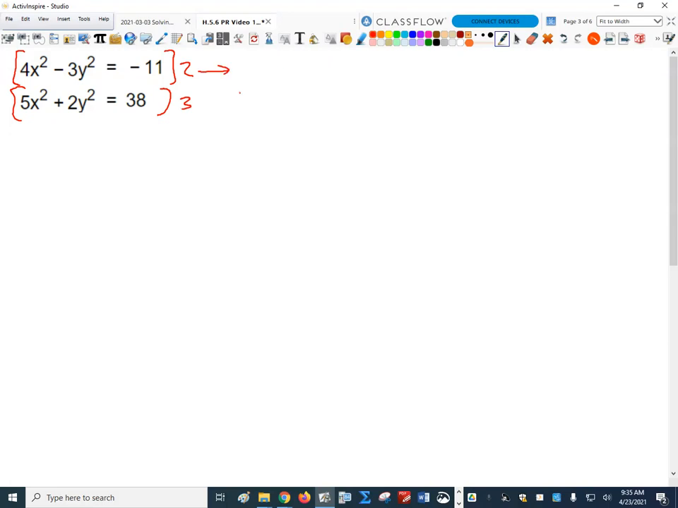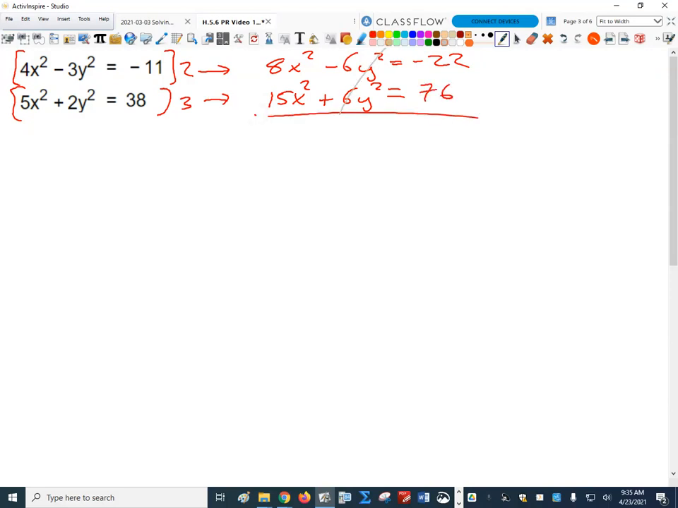Good. And that's going to give me 8x squared minus 6y squared equals negative 22. On the bottom, I'm going to get 15x squared plus 6y squared equals 76. And when I add those up, look, the y squareds cancel. That's good. So I get 23x squared equals 54. Did I do that right?